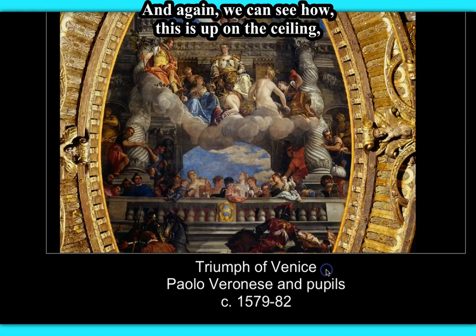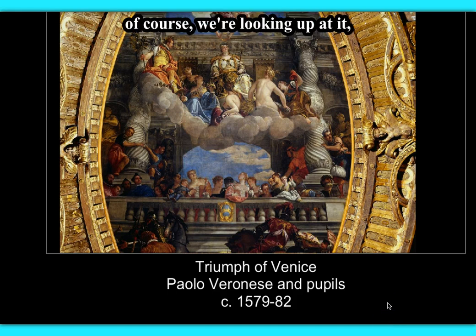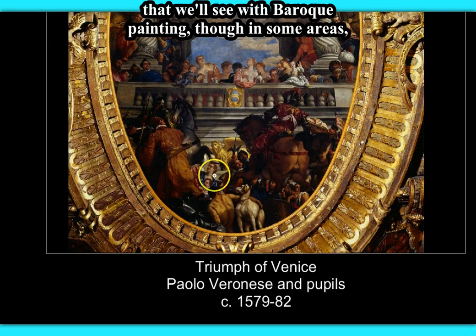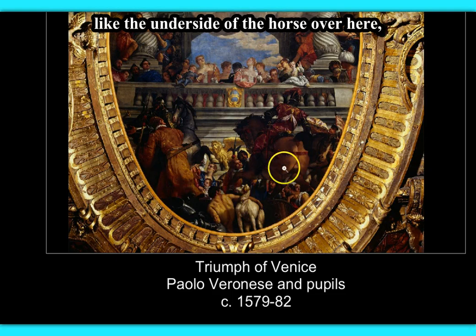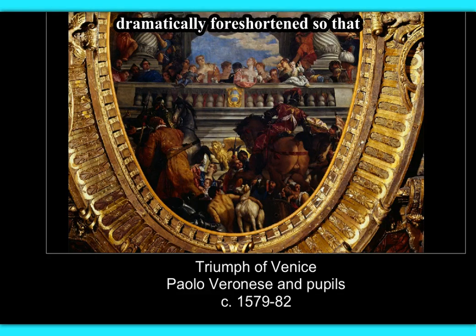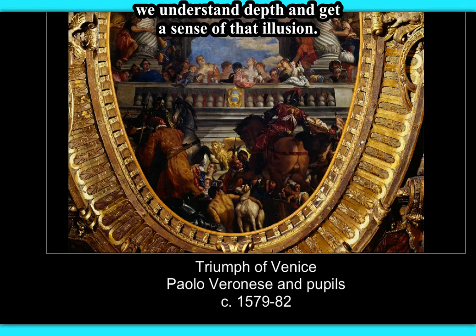And again, we can see how this is up on the ceiling. Of course, we're looking up at it, but really everything is quite parallel to the picture plane still. It's not that kind of shocking illusionism that we'll see with Baroque painting, though in some areas, like the underside of the horse over here, we can see that these figures have been dramatically foreshortened so that we understand depth and get a sense of that illusion.